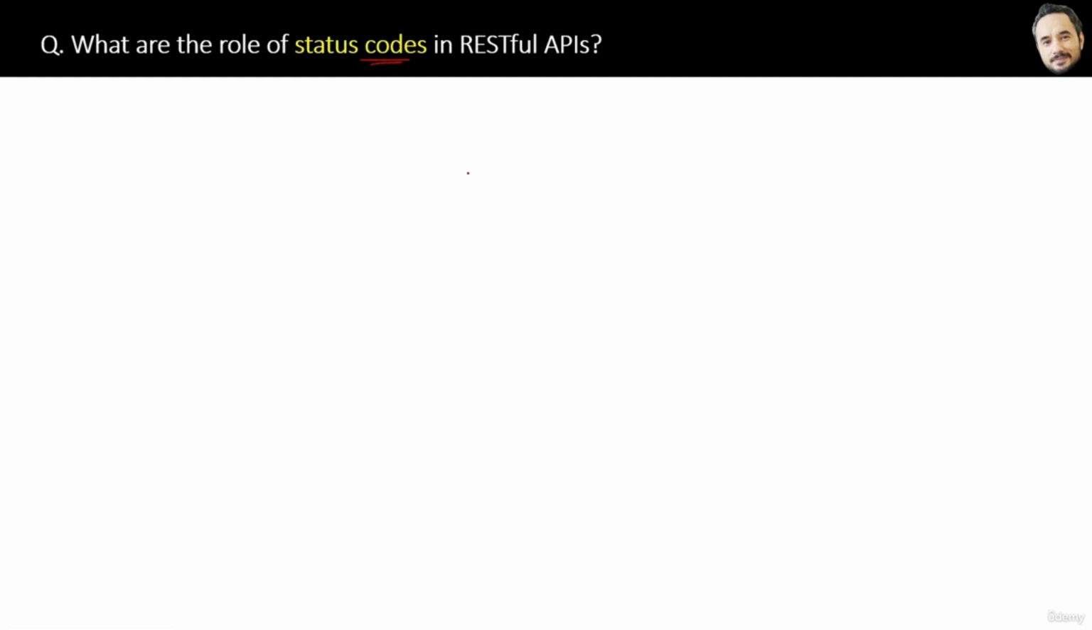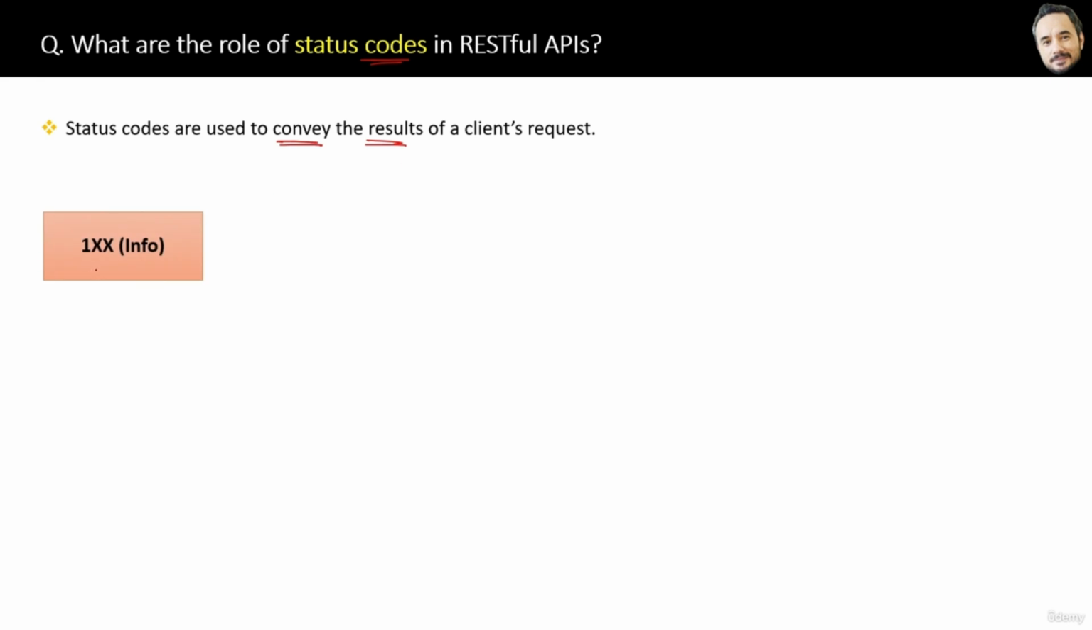What is the role of status codes in RESTful APIs? Here is the simple answer. Status codes are used to convey the results of a client request. For example, whenever a request is sent from the client to the API server, that request can be a success, a failure, unauthorized, etc. Then, to inform the client of the result, the REST API sends status codes. So suppose the client sends one request to the API and the API sends a response with a status code starting with 1. That means the response is just informational, nothing important here.